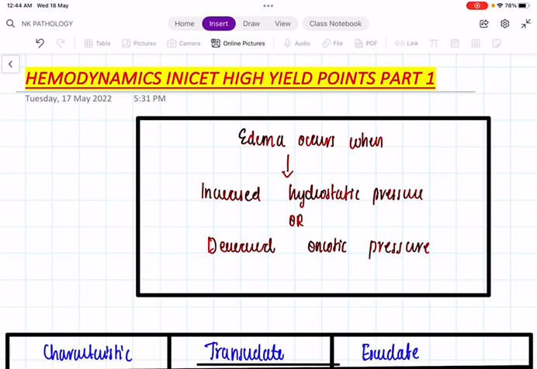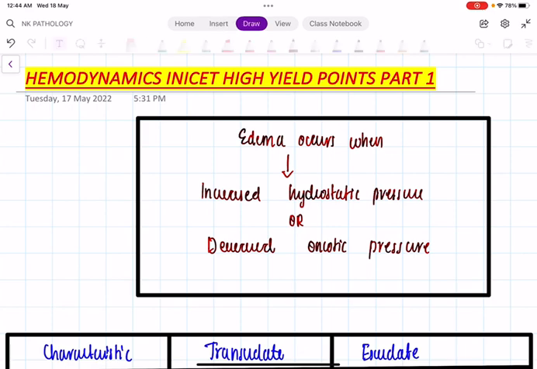I am going to just tell you the very salient points. These are the must-know points. You should remember this at any cost. Number one, when does edema occur? Edema occurs when there is increased hydrostatic pressure or decreased oncotic pressure. That's it. Just remember 2 points, A, B.